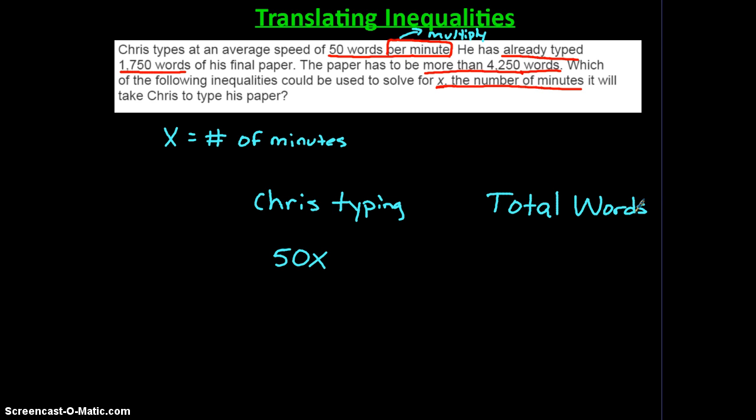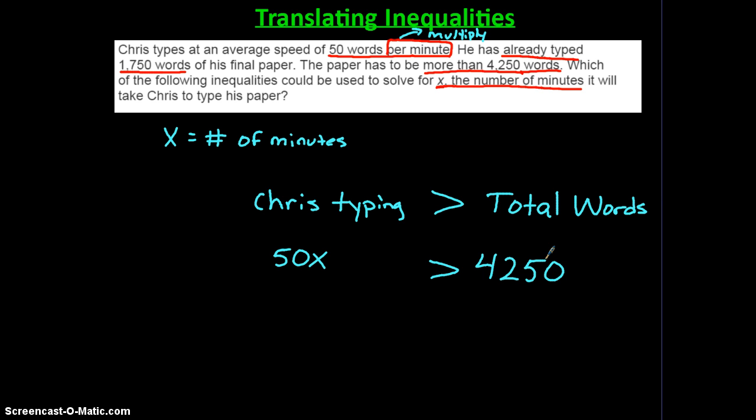In this case, the paper has to be more than 4,250 words. So, which side of this, Chris is typing, or the total words, has to be the greater case in this sense? Well, this is Chris's typing paper. That has to be greater than the total words because it has to be more than 4,250 words. So from here, I know my inequality is going to be a greater than sign, and I know it has to be greater than 4,250 words.